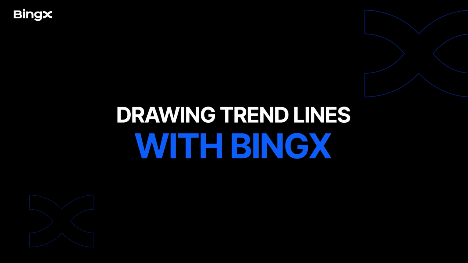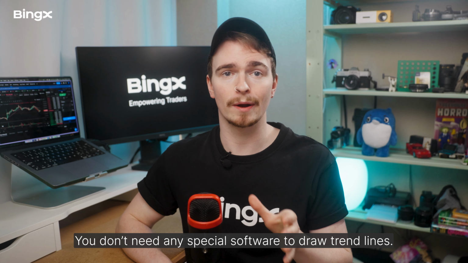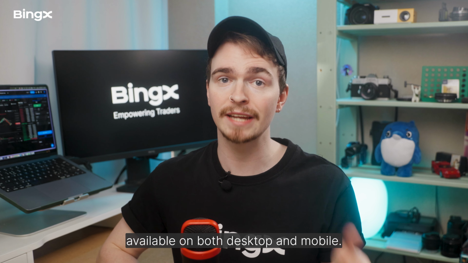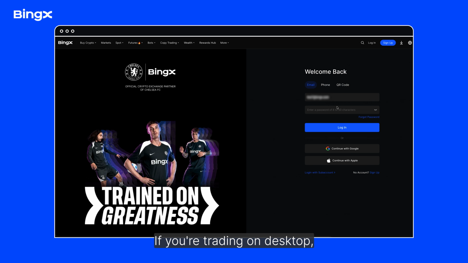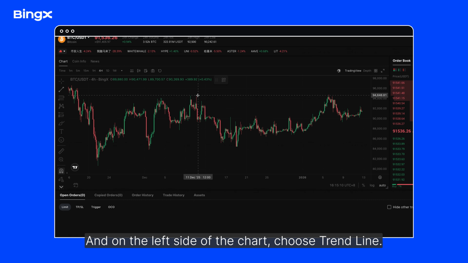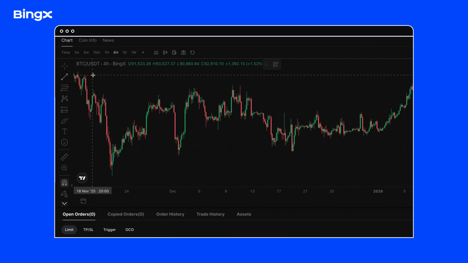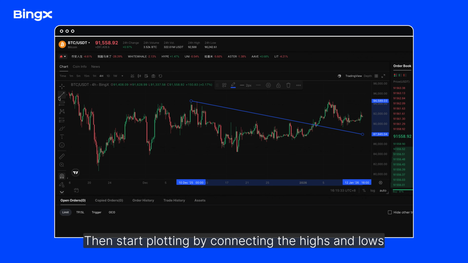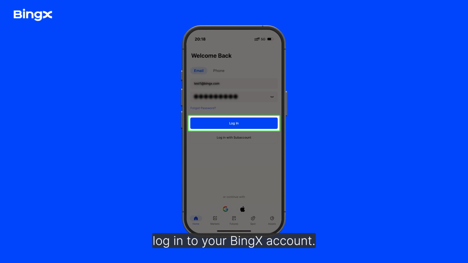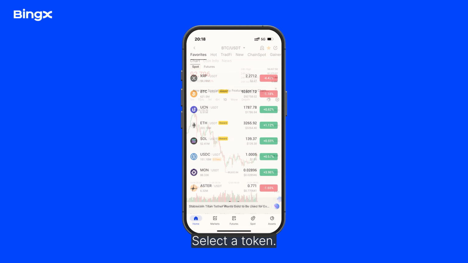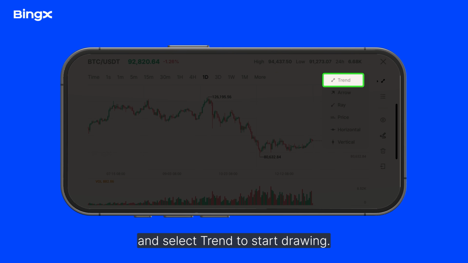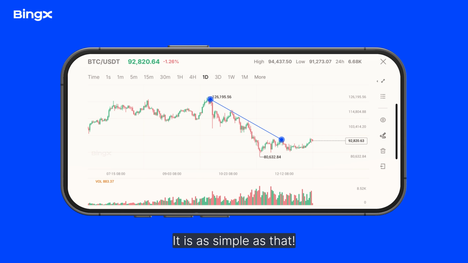Drawing trend lines with BingX. You don't need any special software to draw trend lines. BingX has built-in advanced charting tools available on both desktop and mobile. If you're trading on desktop, first log into your BingX account. Select a token, and on the left side of the chart, choose trend line. Then start plotting by connecting the highs and lows to visualize the market trend. If you're using the BingX app, log into your BingX account, select a token, tap the draw icon, and select trend to start drawing. It is as simple as that.